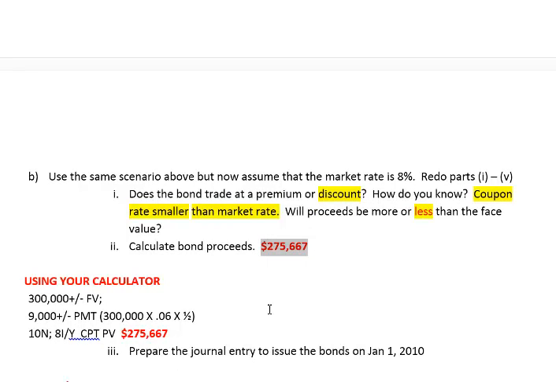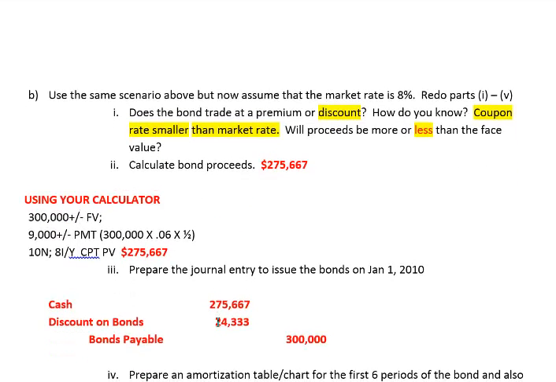How do we know that? Well, we can figure it out with our calculator. Using your Texas Instruments BA II Plus, we can find the face value, which we're given in the question, is $300,000, and again it's plus minus because it reflects from the issuer's perspective an amount of cash that would need to be paid back at the end of the maturity period, which is 5 years.